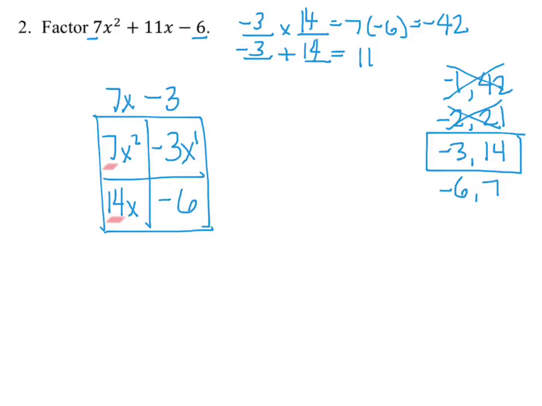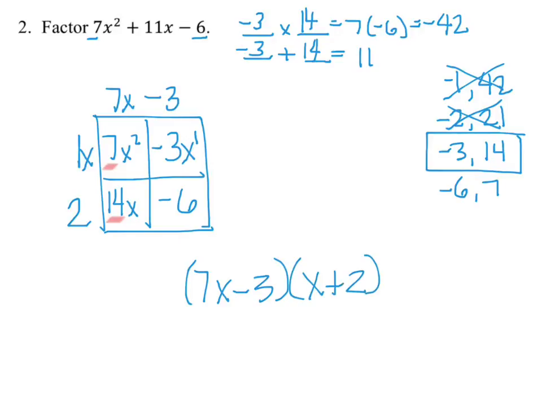When I go to the top row, I'm going to look at the biggest number I can divide both 7 and 3 by. It's going to be a 1. And they both have at least one x, so I'm going to bring out that x. And then for the bottom row, 14 and 6, the biggest number I can divide them both by is a 2. So my final answer would be 7x minus 3 times x plus 2.